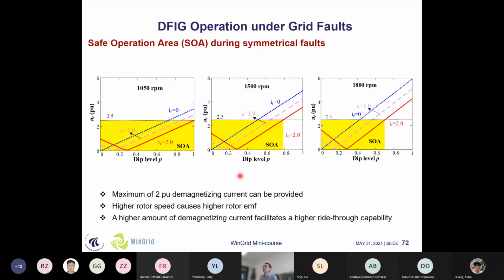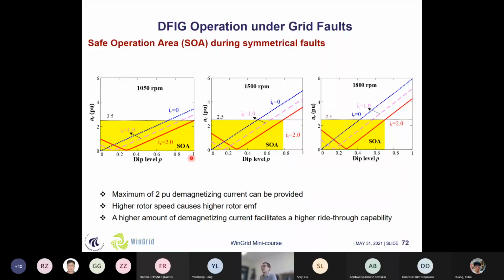Here we can see that in case of symmetrical grid faults, if we take into account the different rotation speeds, the higher the rotor speed, the higher the EMF will become due to the rotational speed. If we use demagnetizing currents, we can reduce this load side voltage and bring the converters back to the safe operation area. And here we can see that the higher the demagnetizing current we use, the larger the safe operation area of the load side converters.